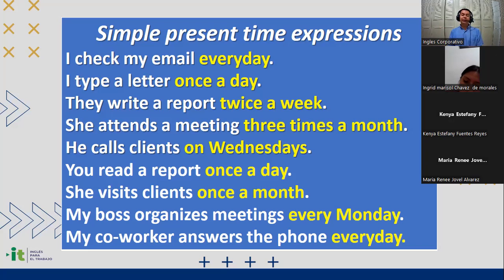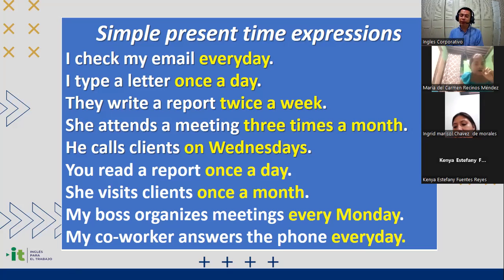Ok, María, please. I type a letter. ¿Escribe cartas en su trabajo, María? No. ¿Llama a los clientes? No. Yes. Ok, so please. I call clients, Maria, I call clients. Repeat. I call clients. When? Every day, once a day, twice a week, on Wednesday. Every day. Okay. See? So these expressions indicate the frequency with which you do this activity, right? Any question?